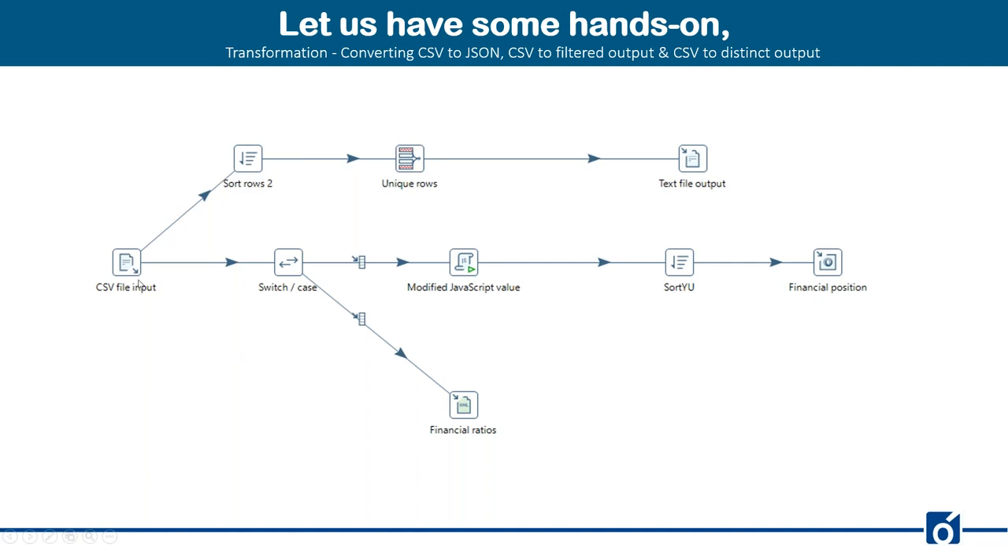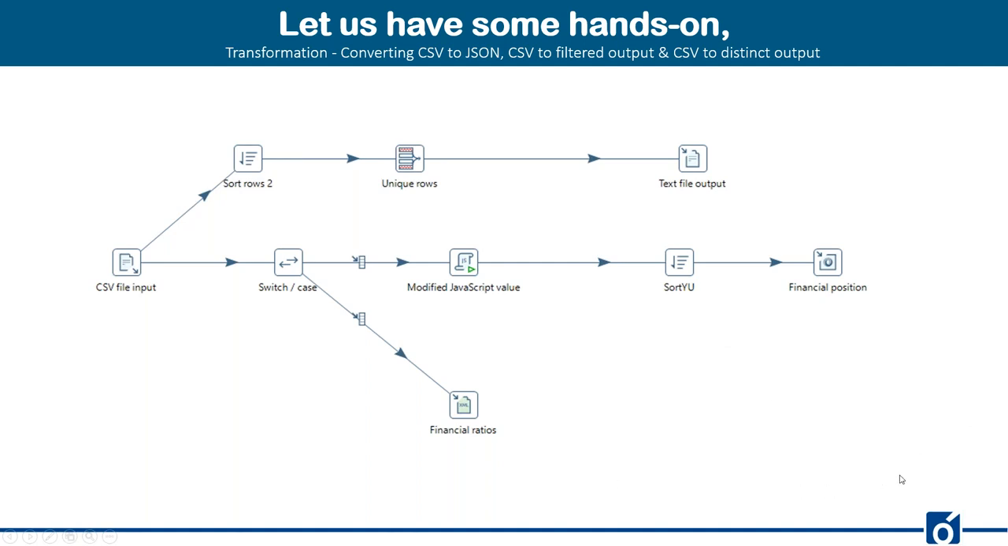After that, the second branch provides input to some step. After that, there are two branches where the data is getting separated with some logic, and with some JavaScript I'm implementing some business logic. I'm sorting with some columns, and I'm putting this in some CSV file or whichever comfortable output.